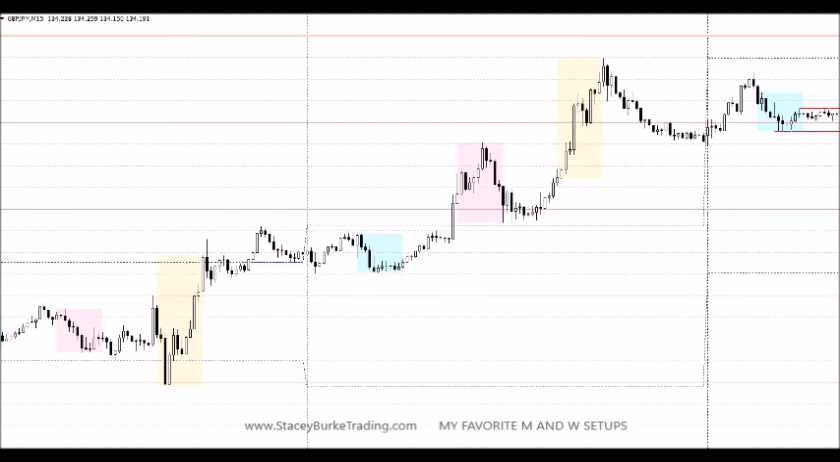An example of a type 3 variation of the W. So we have our high of the day, high of the session, high of the previous day. The market makes a low before pulling back and making a smaller micro version of a W off the low of the day where it reversed before coming up and then pulling back.